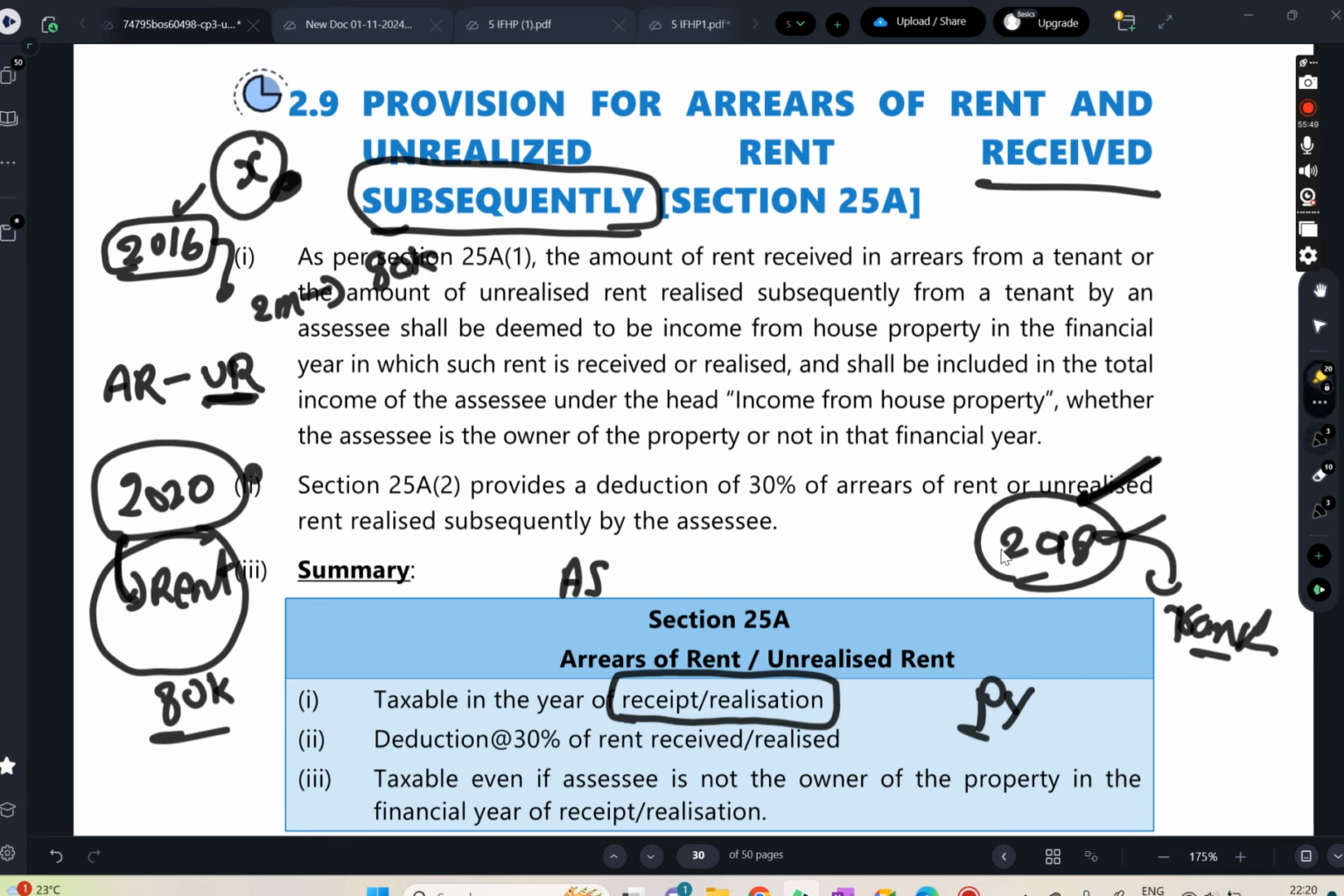We are talking about a rent of 80,000 rupees which belongs to 2016. In 2016 he is the owner, right? In that previous year he is the owner. So the assessee must be the owner in the previous year. So it is taxable. But in that year it is not taxable because we did not receive the money. So later when we receive it, tax it whenever you receive it.